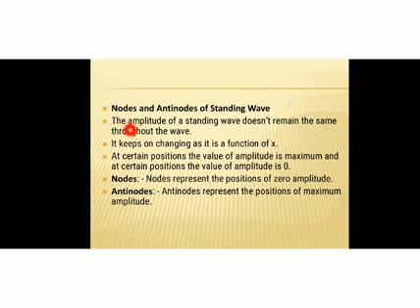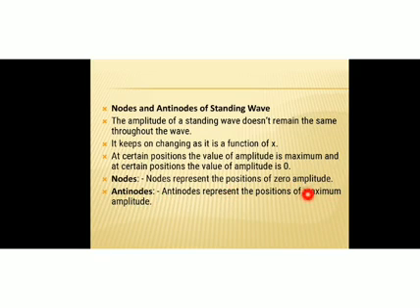So that is written here. The amplitude of a standing wave does not remain the same throughout the wave. It keeps on changing as it is a function of x. At certain positions, the value of amplitude is maximum, and at certain positions, the value of amplitude is 0. So nodes are the points of zero amplitude. Wherever the amplitude is 0, those positions can be considered as nodes. And antinodes are the points of maximum amplitude.